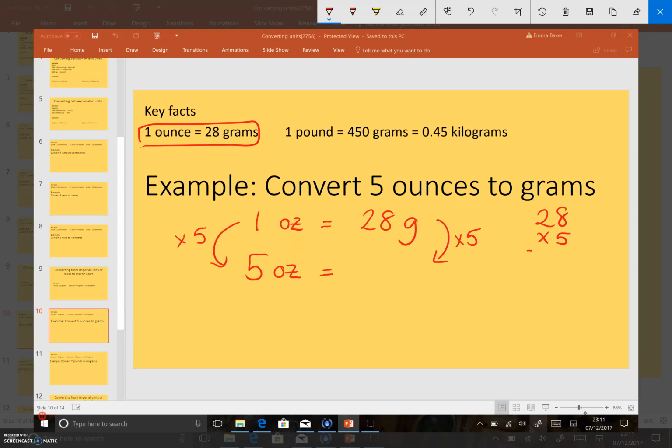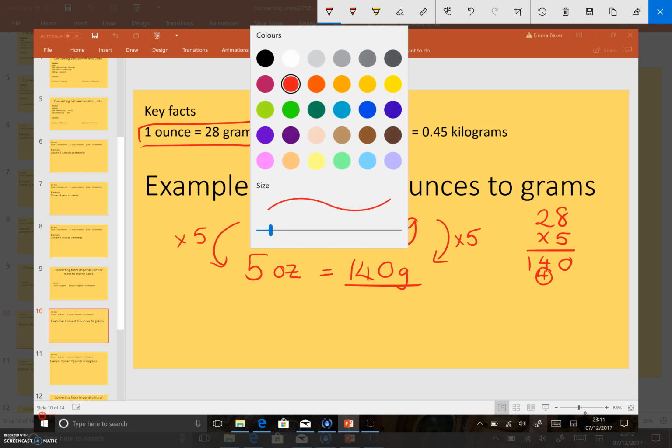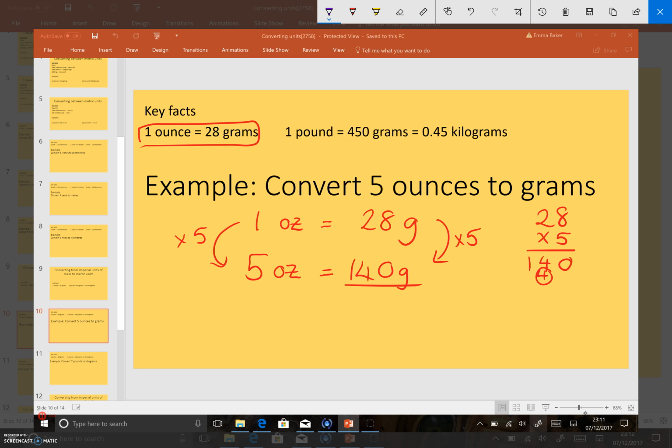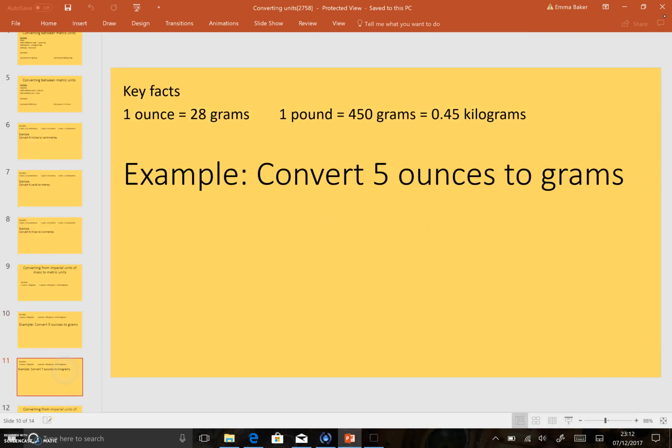28 multiplied by 5. 5 eights are 40. 5 twos are 10. Add on the 4 is 14. Okay, so 140 grams. Now, if you're not a fan of this way of multiplication, you could do it a different way. You could say, oh, I'll do the grid method, and I need to do 28 multiplied by 5. So 5 20s are 100, 5 8s are 40, and if I add those up, I get 140, the same answer.